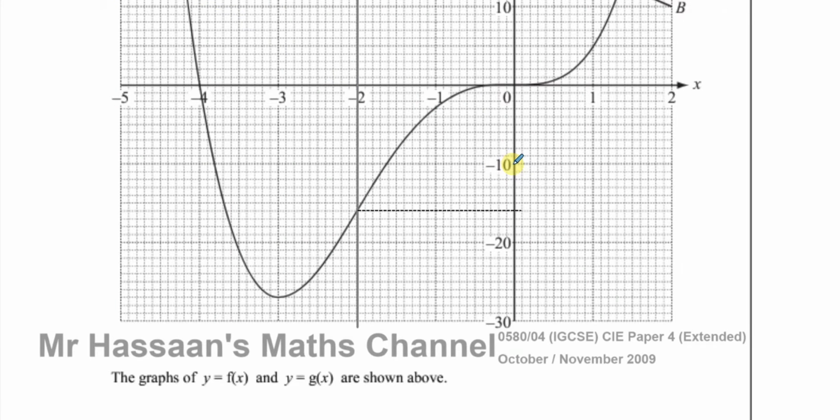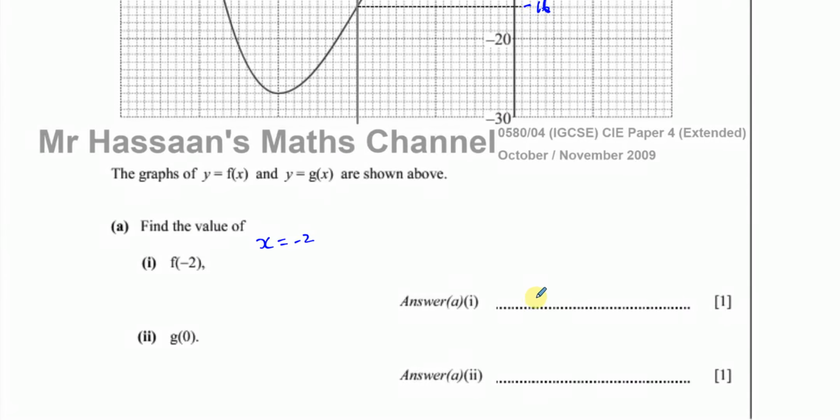So you've got minus 10, and that's minus 20. It looks like each of these is 0.1. No, it's not. Each of these is 1 unit, not 0.1. So this is minus 11, minus 12, minus 13, minus 14, minus 15, minus 16. So that's minus 16 here. Each of these is 1 unit, because from minus 10 to minus 20 there are 10 gaps. So this is minus 16. So we can say f(-2) is equal to minus 16.